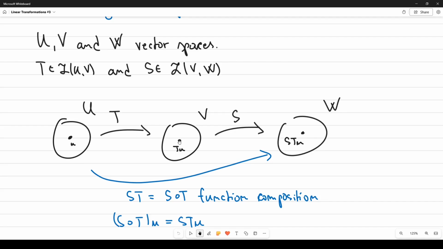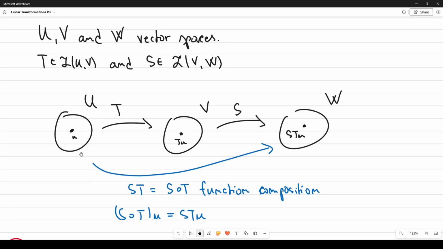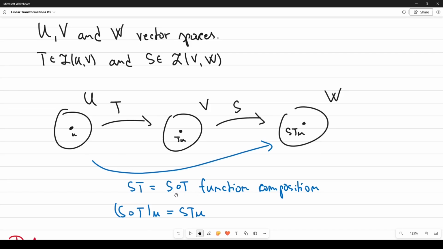So over here in this space, S will take T of U and map it to S of T of U in W. So this thingy sends this here, this thingy sends this here. So I know this gets sent to this. So I can define this blue arrow to be a new linear transformation, S times T, that is defined by function composition.